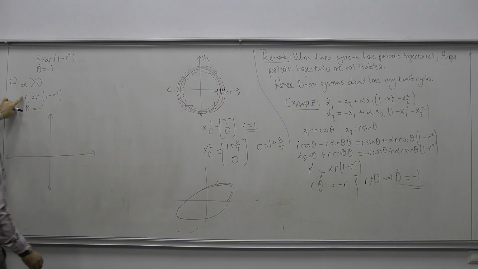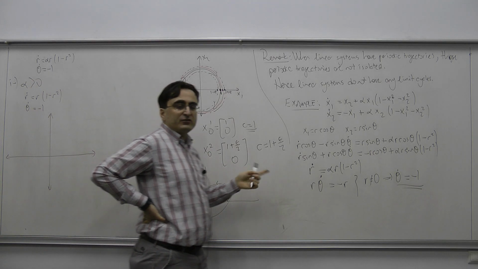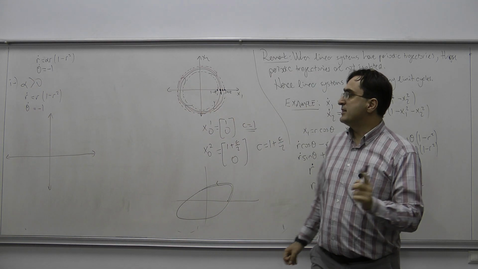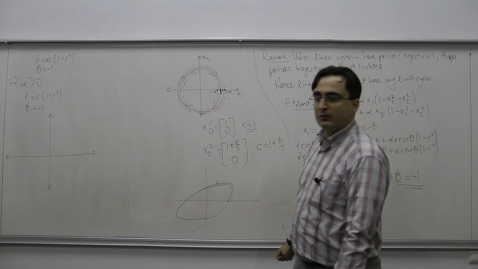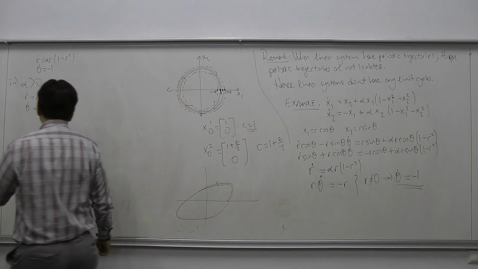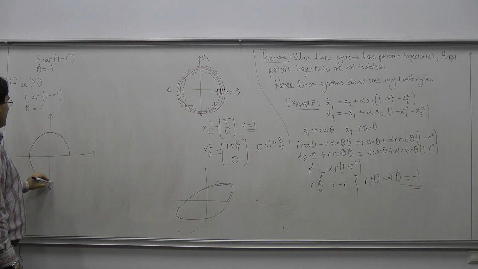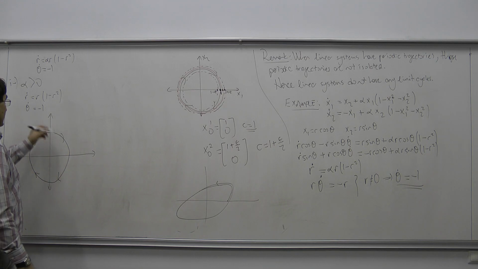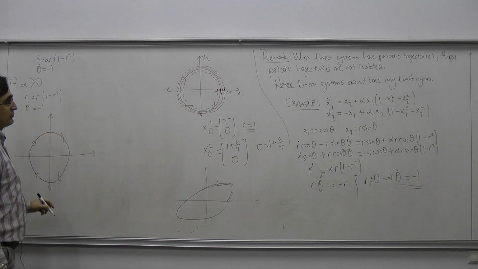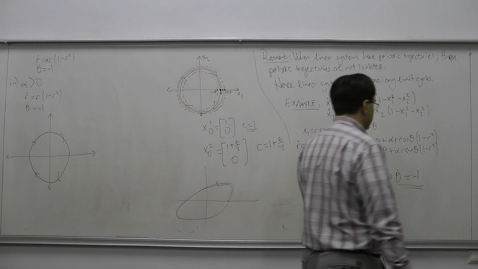So I see something interesting. When r is equal to 1, r dot becomes 0. Okay? So the radius does not change when r is equal to 1. So we see that this system has a periodic trajectory when r is equal to 1, and that periodic trajectory has radius 1, and it's like a perfect circle, just like the original linear system.